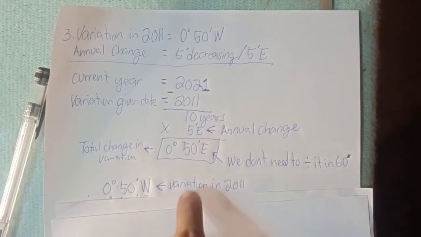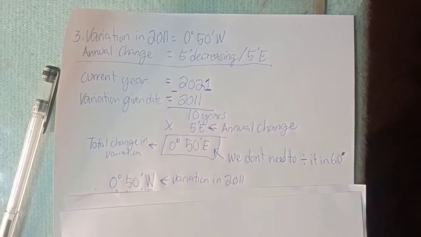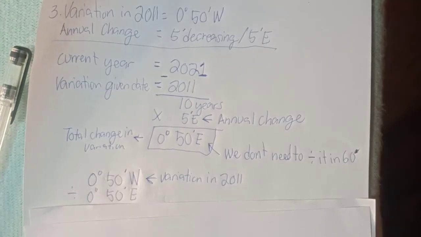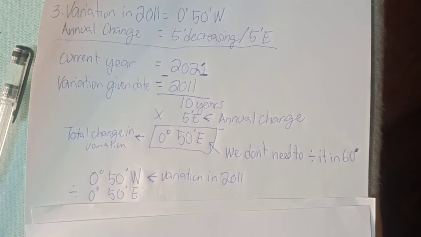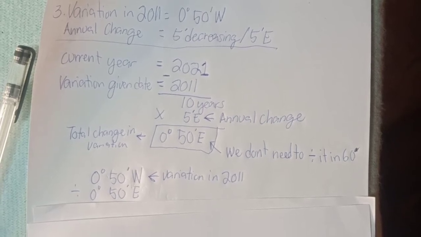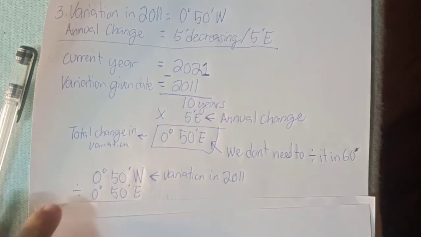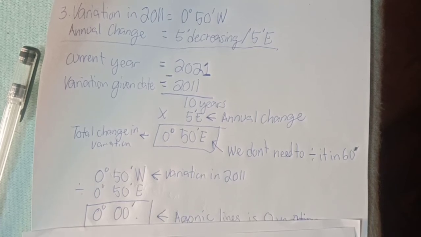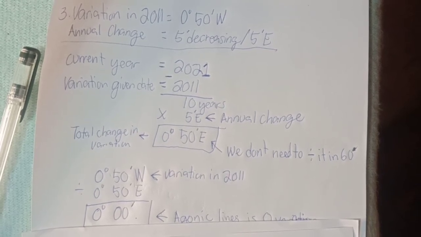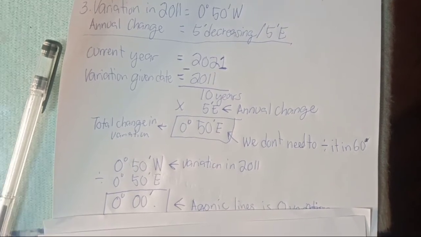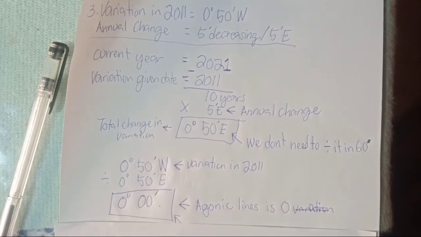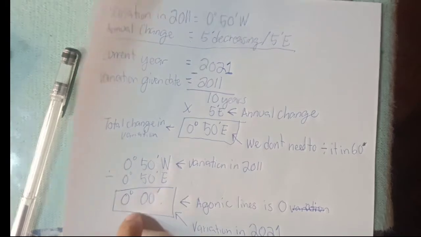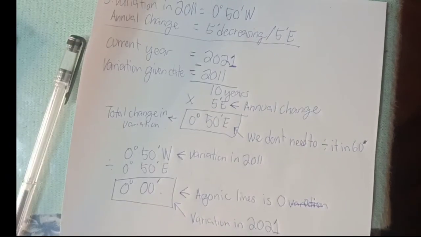We have to bring the total change in variation below the variation in 2011, and we have to subtract it. So 0 degree 50 minutes west minus 0 degree 50 minutes east is equal to 0 degree 00 minute, period. There are no direction because remember, agonic lines is 0. So this is the variation in 2021.